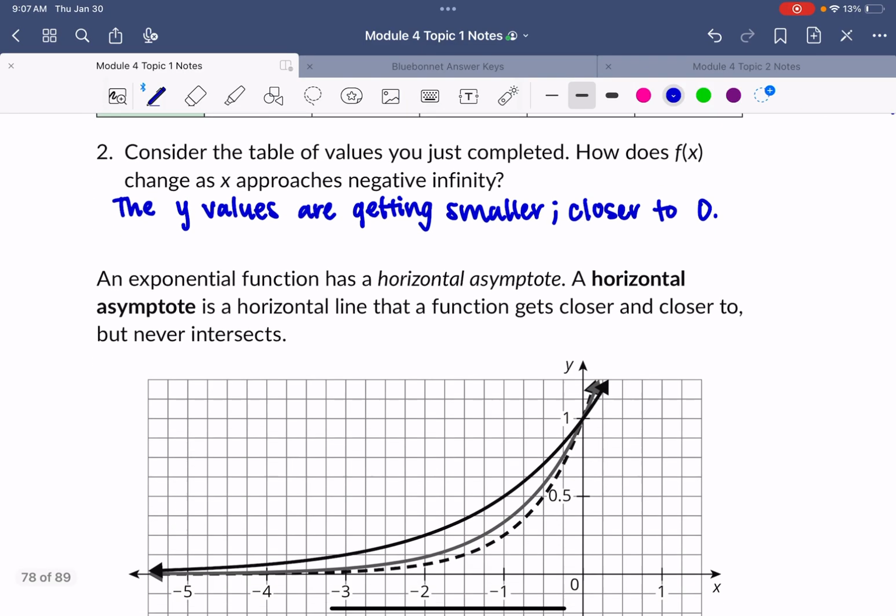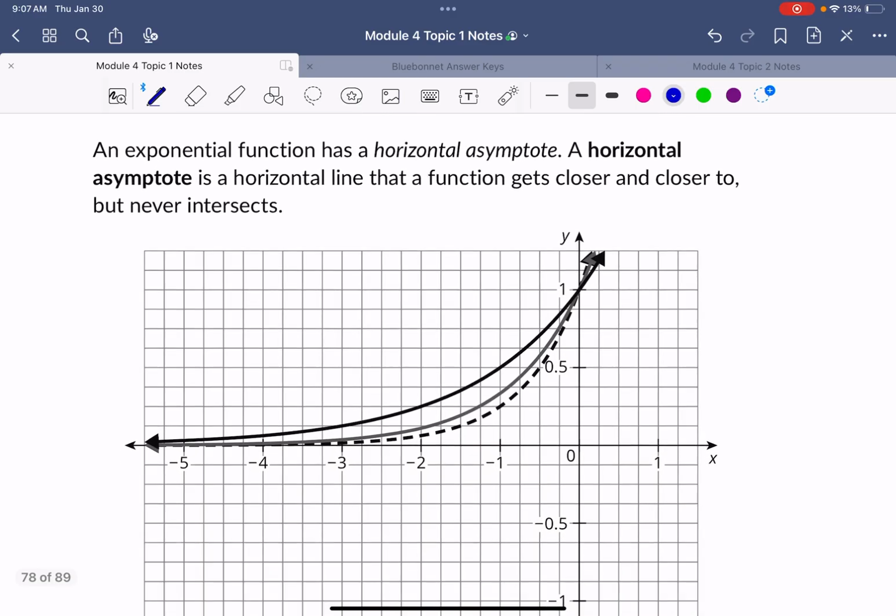Okay, so it says an exponential function has a horizontal asymptote. Well, what is that? A horizontal asymptote is a horizontal line that a function gets closer to but never intersects. The way I like to think of a horizontal asymptote is kind of like a fence. If you've ever been on a farm or watched any farm movies, you know that they have these things called electrical fences. They use electrical fences to help keep their animals inside the farm, from being able to go out or past it.